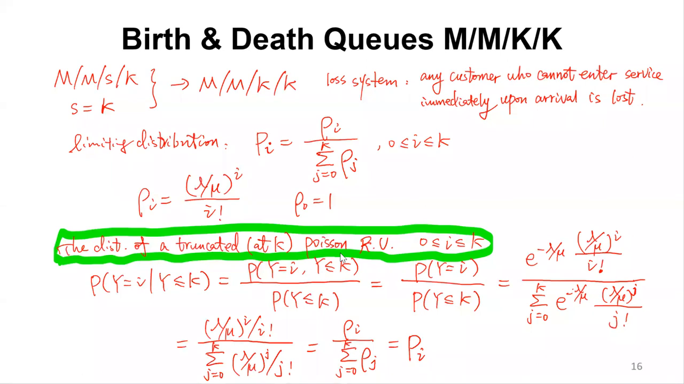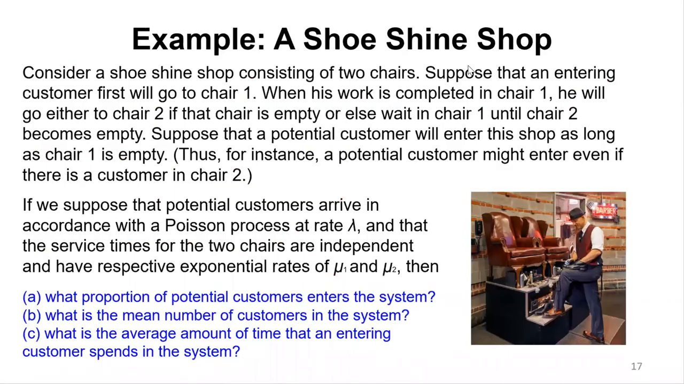So far, we finished the birth-death queues with infinite capacity: M/M/1, M/M/S, M/M/infinity. Then we talked about birth-death queues with finite capacity: M/M/1/K, M/M/S/K, M/M/K/K. Now let's have a look at an example.